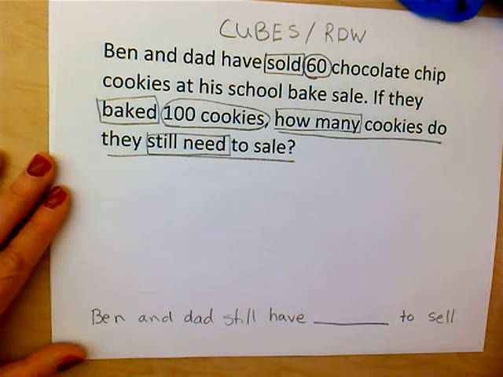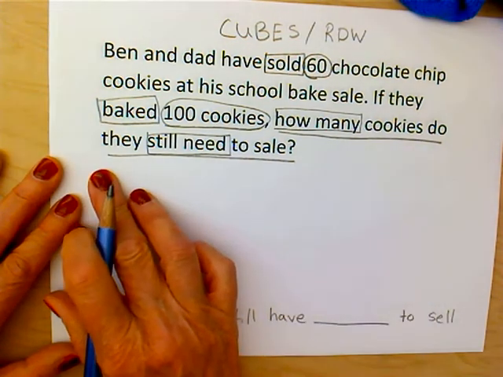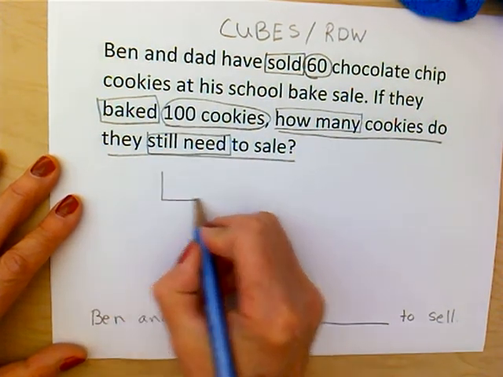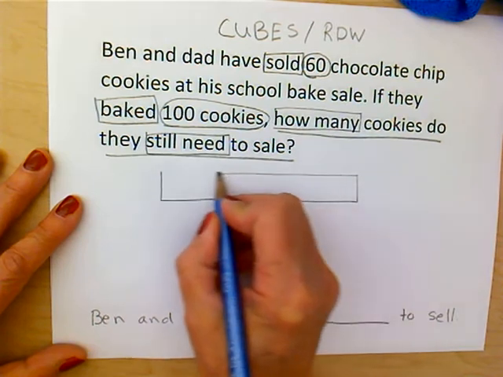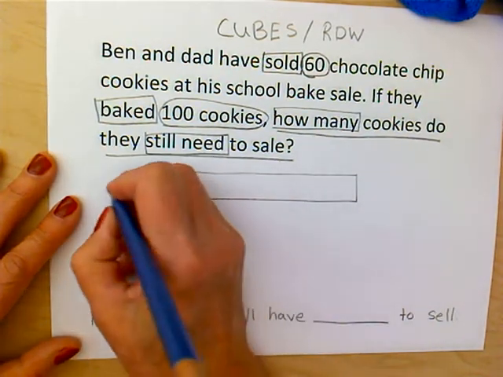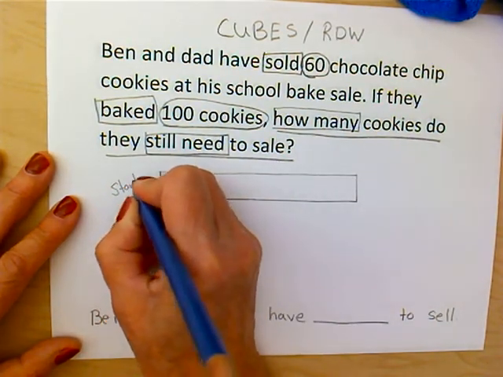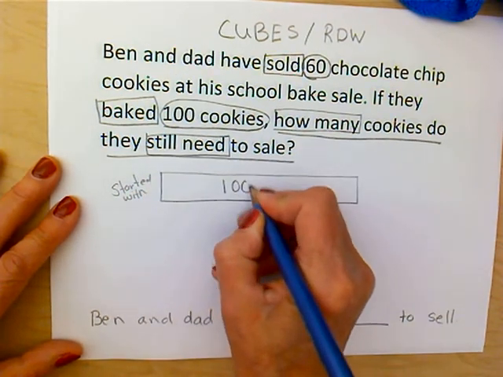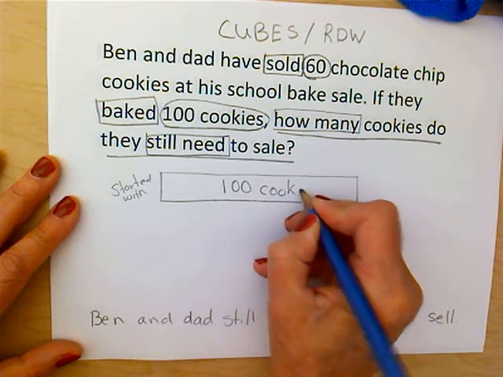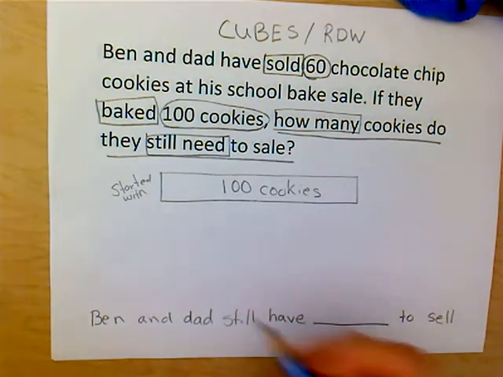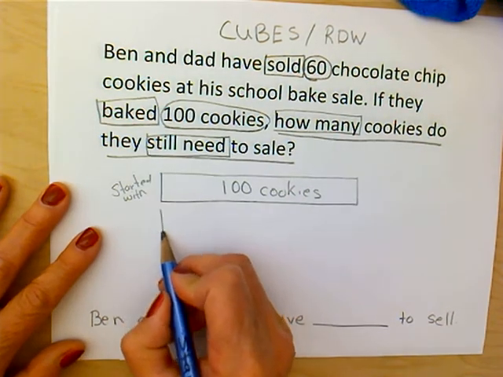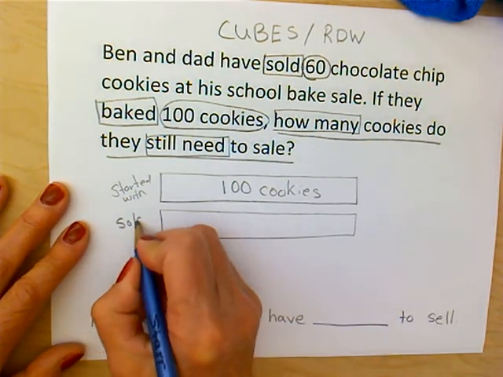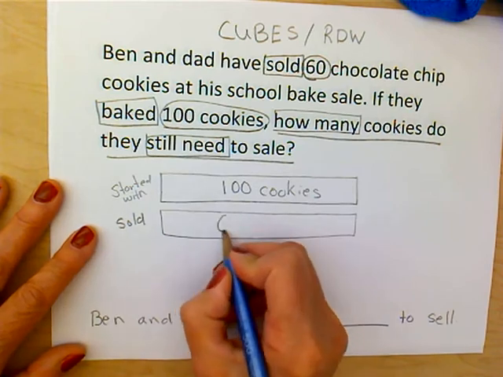I'm going to need to draw a diagram. I know how many cookies they started with, don't I? I do. So let's see, how many cookies did they start with? Well, they started with 100, because that's how many they baked. They started with 100 cookies, and so far they have sold, how many have they sold? So far they have sold 60.